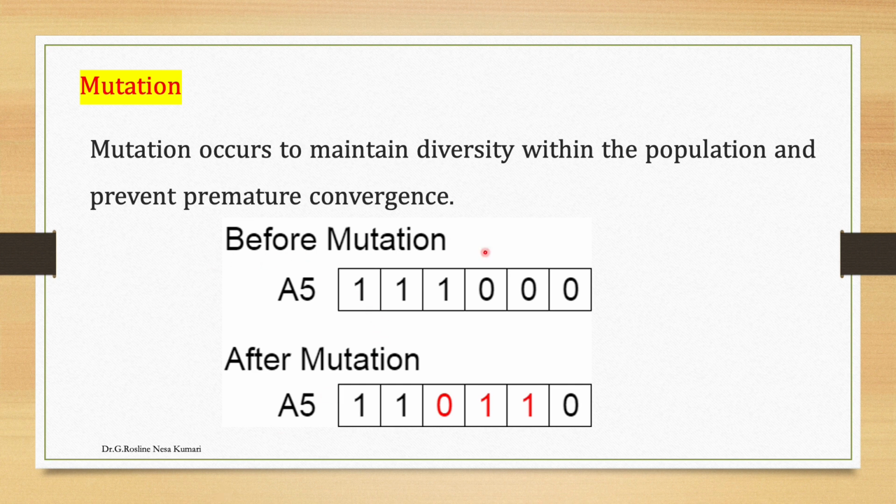So this is the individual value before mutation. After mutation, the values inside the individual are flipped. In A5 we flipped some values, so that we flipped here. So this is the result after mutation.